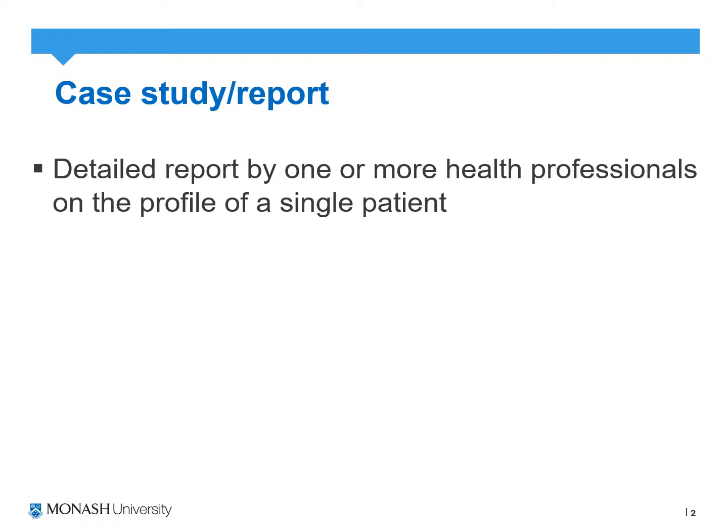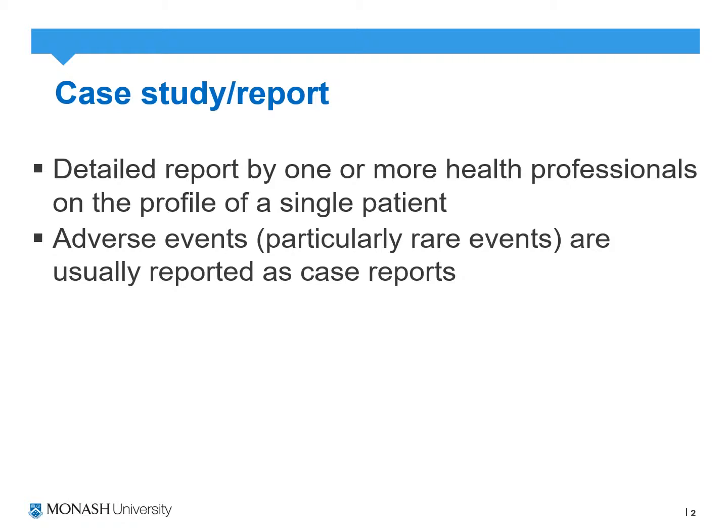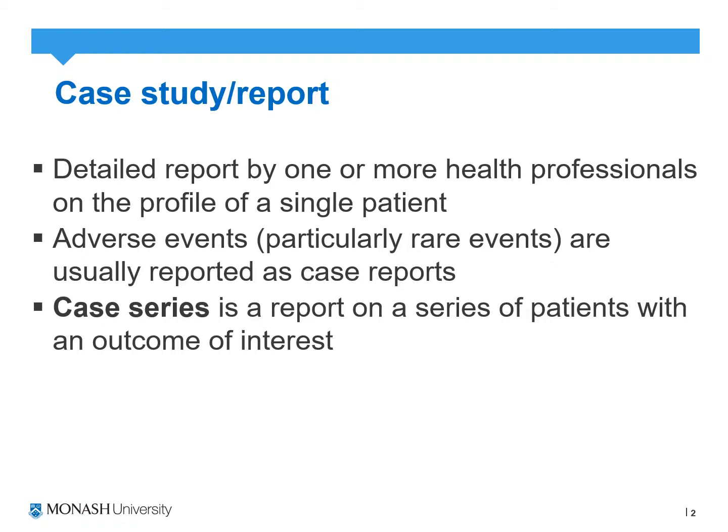So the first type of quantitative design that we're going to talk about is a case study or report. As the name suggests, it is really a report on a single patient by a health professional or group of health professionals. Most commonly they focus on one patient reporting a rare outcome or an adverse event or a particularly rare symptom. They can be pulled together to form what we call a case series, which is basically a report on a series of patients with the same outcome of interest.